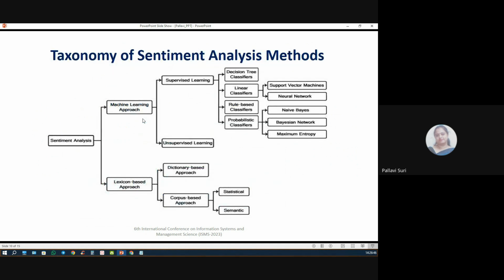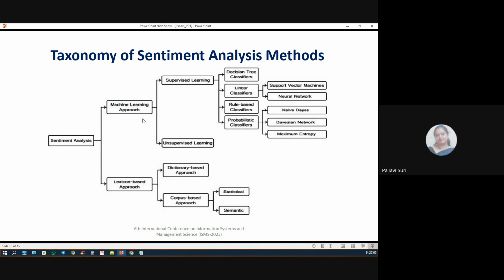This is the methods used for the sentiment analysis. It has 2 basic methods. First is machine learning and the lexicon based. Machine learning is divided into supervised and unsupervised learning, and the supervised is again divided into the 4 classification: decision tree, linear classification, rule-based classification, and the probabilistic classification.